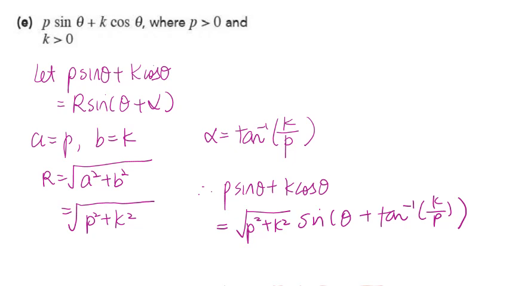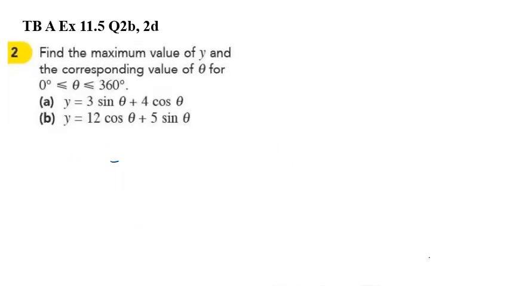So in this question, the concept is no different from what we have done earlier on, just that in this case the values for a and b are expressed as a variable, not as a number but as a variable. So your alpha is also expressed as a tangent inverse of a variable, k over p. All right, let's look at the next questions.